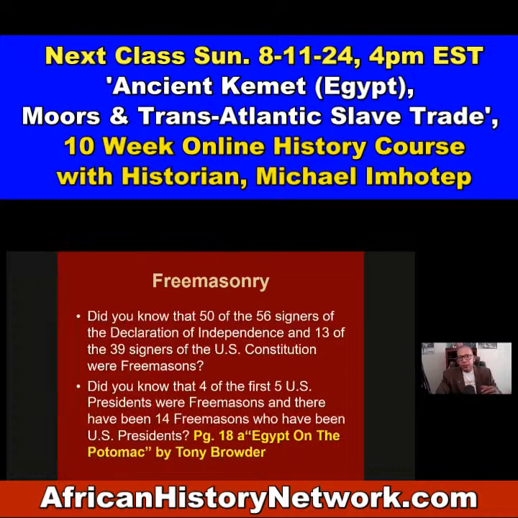Also, 50 of the 56 signers of the Declaration of Independence and 13 of the 13 signers of the U.S. Constitution were Freemasons. And 4 of the first 5 U.S. presidents were Freemasons, and there have been 14 Freemasons who have been U.S. presidents altogether. Read page 18 of Egypt on the Potomac.